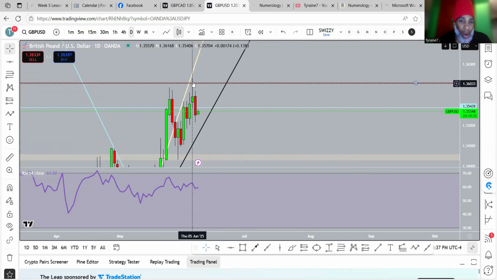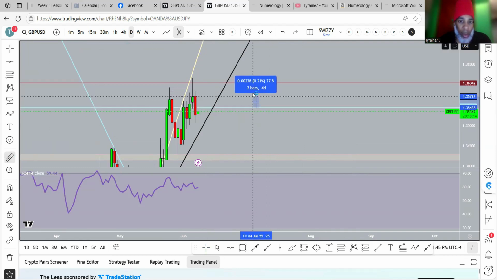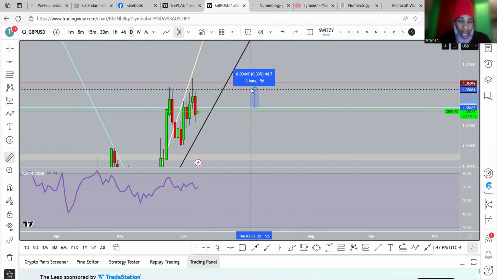Now, you do have this long wick here, but I would even use this candle here, which you can still keep it at. Now it's at 40, 45 pips, 44. You can even make it a 44 pip stop loss here.